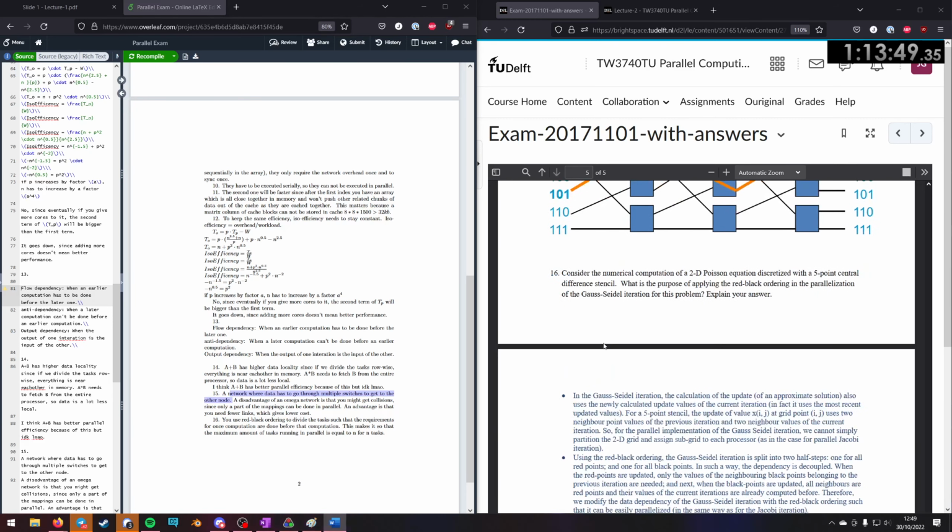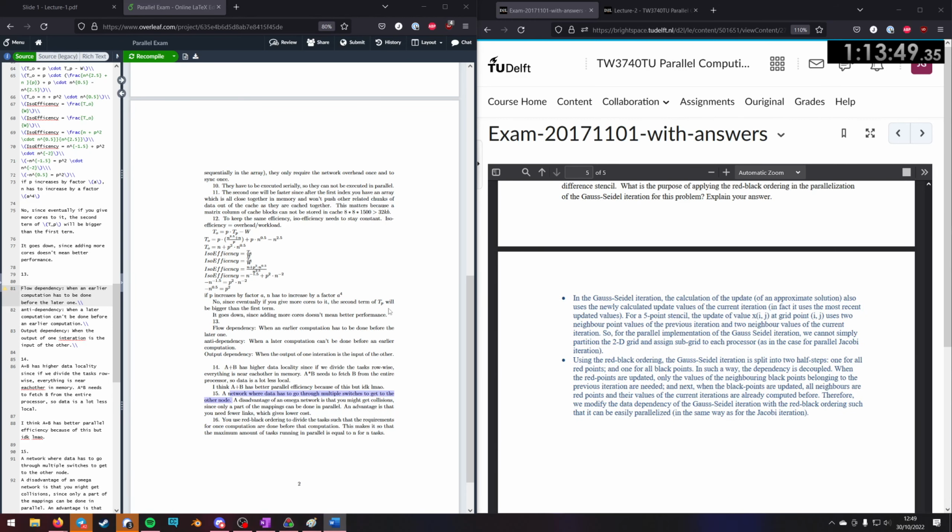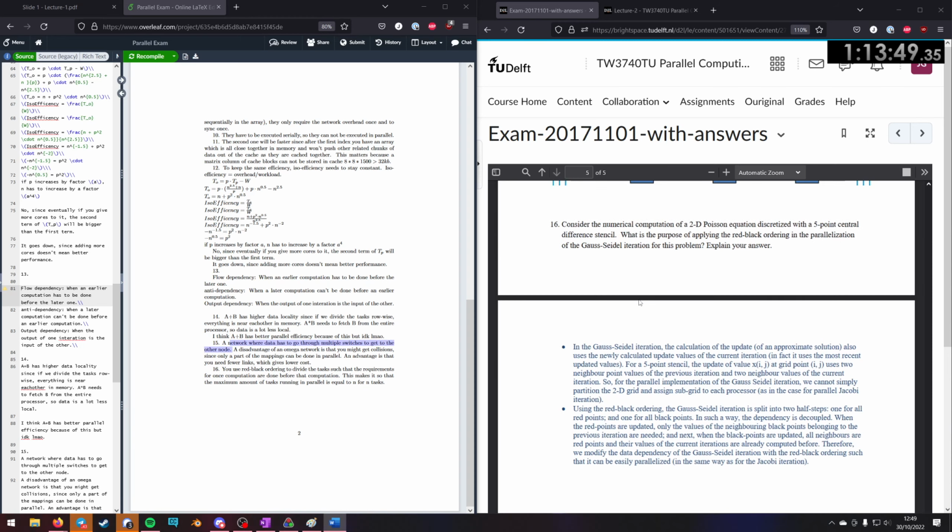Right. Consider the numerical. Holy shit! Can I just skip that one? This is so much text.